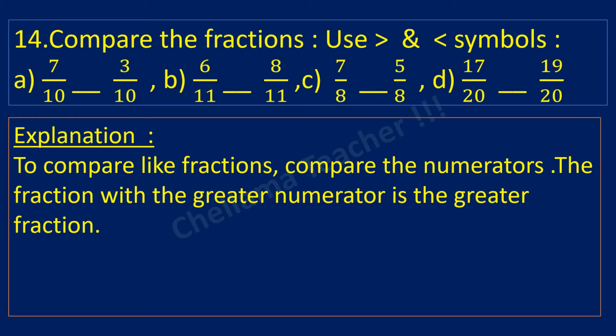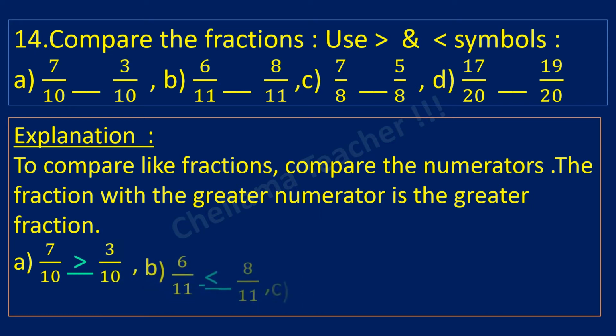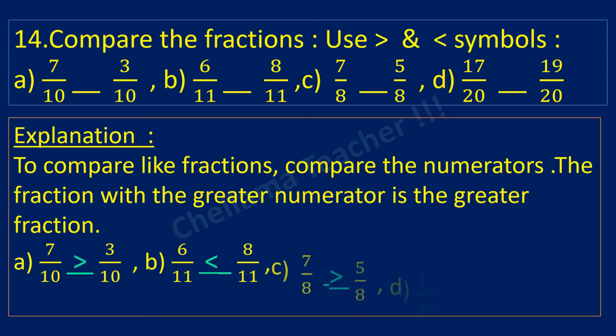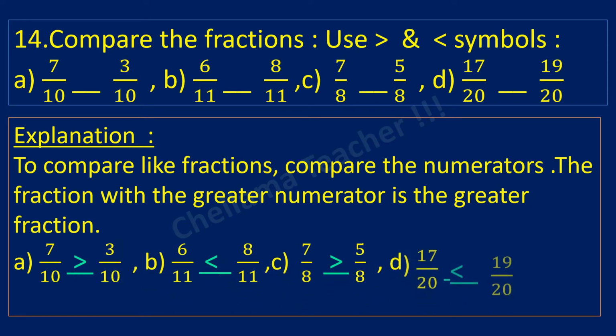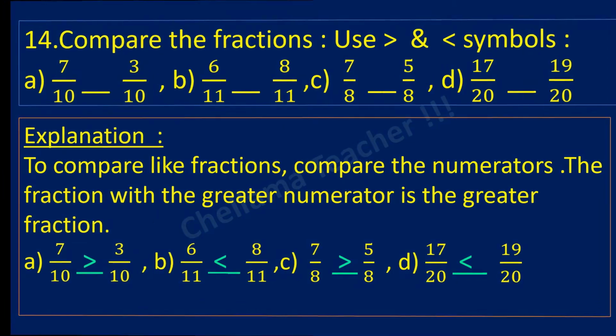So, part A, 7 by 10 is greater than 3 by 10. Here, the denominators are the same, 10. So, for like fractions, we have to check only the numerators. So, 7 is greater than 3. Part B, 6 by 11 is less than 8 by 11. Part C, 7 by 8 is greater than 5 by 8. Part D, 17 by 20 is lesser than 19 by 20.